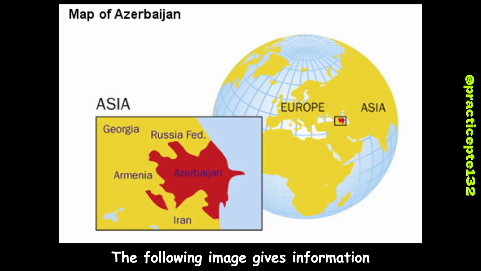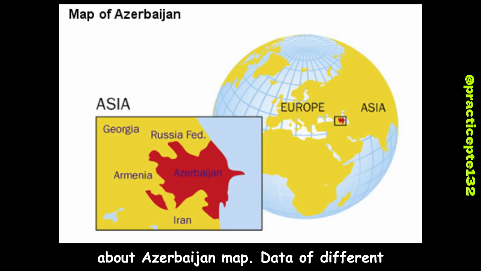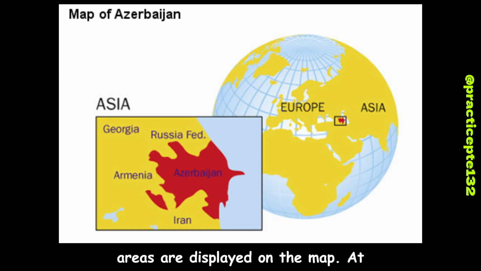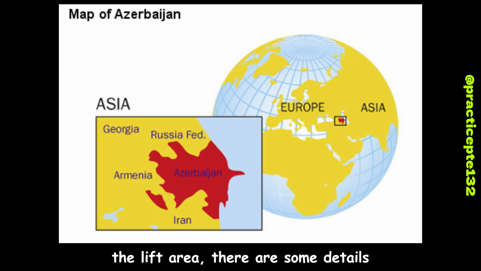The following image gives information about Azerbaijan map. Data of different areas are displayed on the map. At the left area, there are some details about Asia.